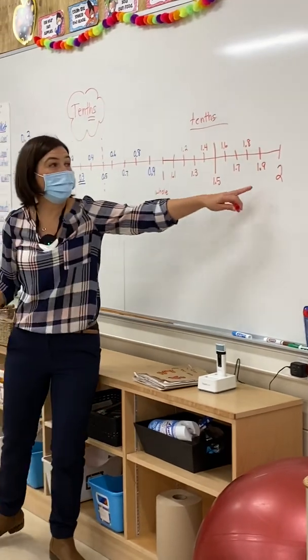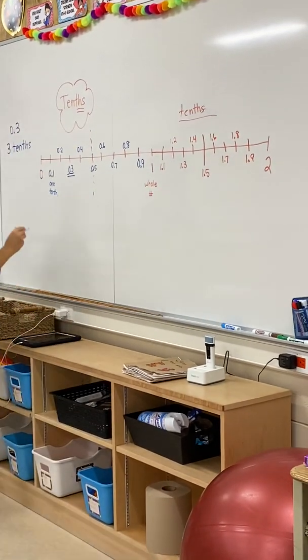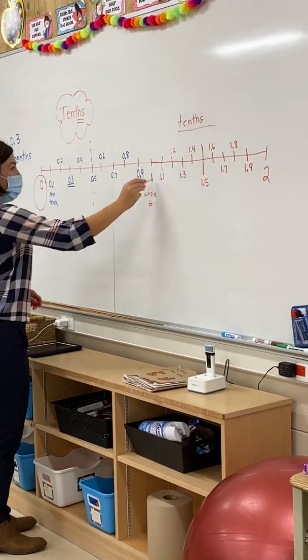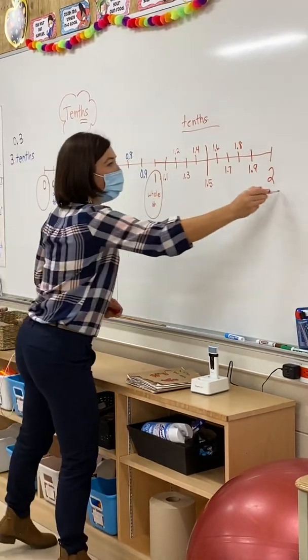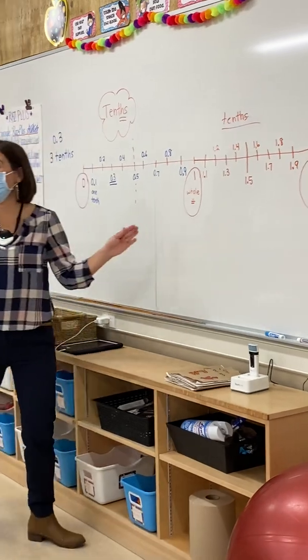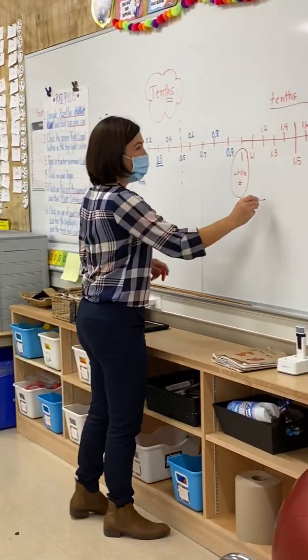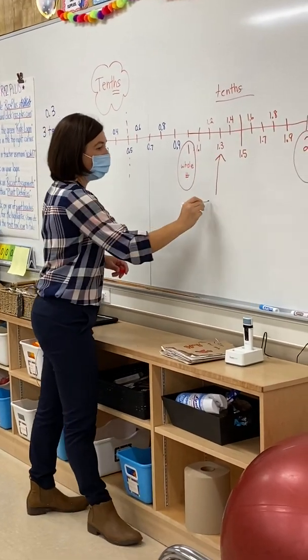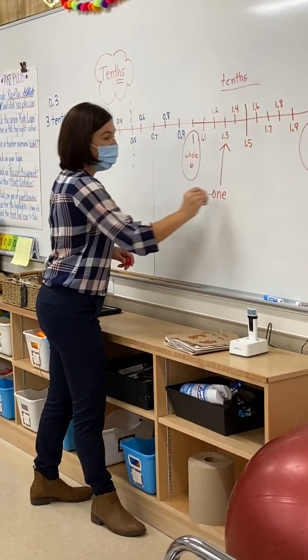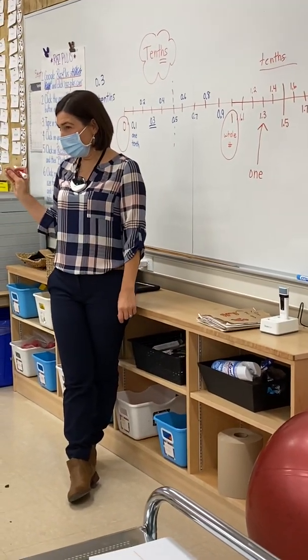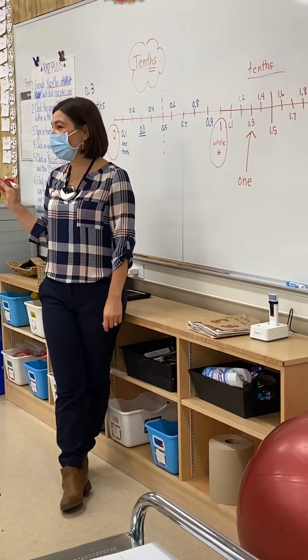And 2 is the whole number. So I'm going to circle my whole number. Whole number 0, whole number 1, whole number 2. And decimals live in between the whole numbers. So the way that we would say this number is 1 because it's 1 whole. And remember what I told you the math word was for decimal? What's the math word for decimal?